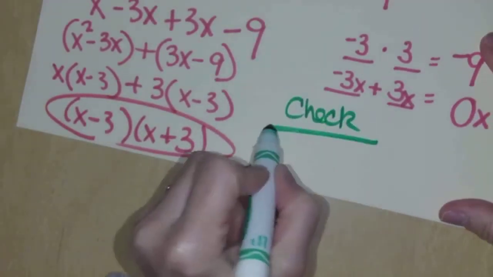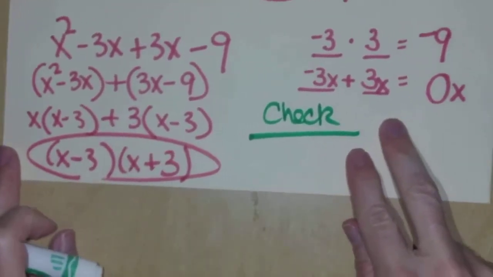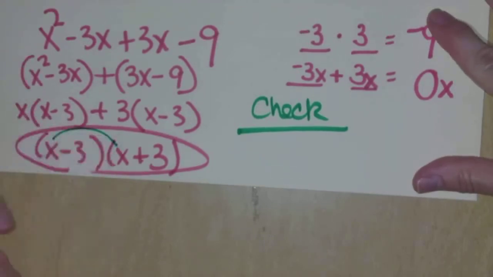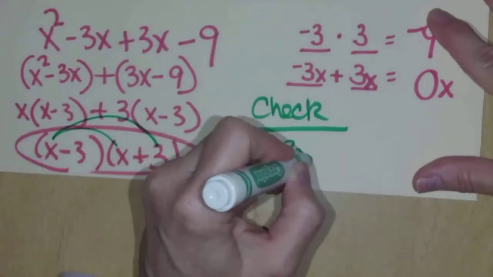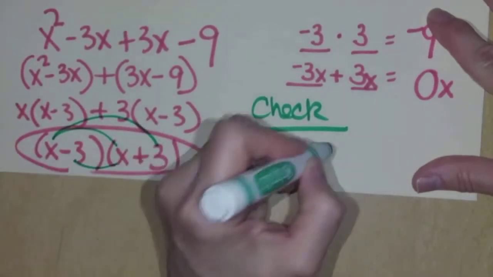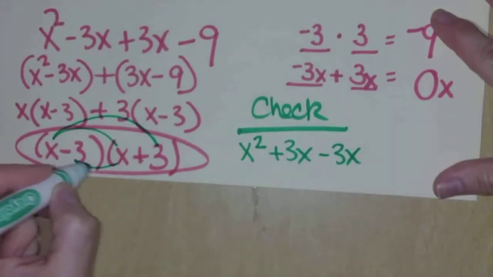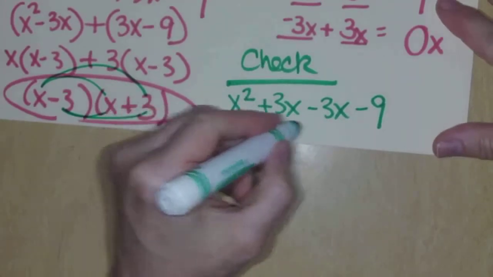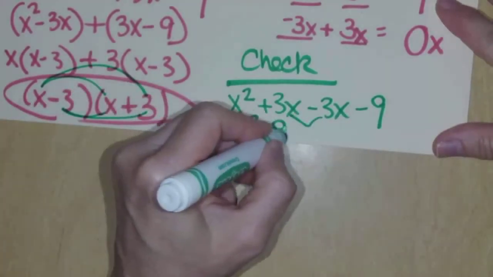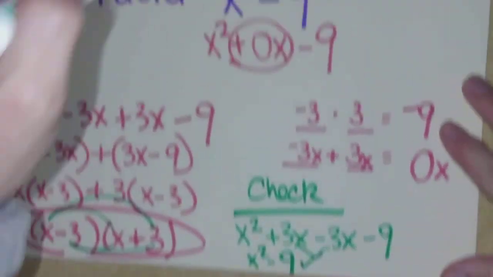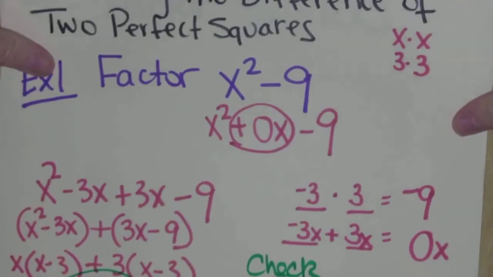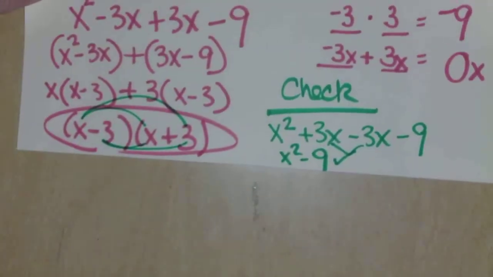Now, of course, I can always check it by multiplying back these two factors to see if I get back to my original problem. So let's do that. x times x, x squared. x times 3, positive 3x. Negative 3 times x, negative 3x. Negative 3 times 3, negative 9. These two cancel out right here, and I'm just left with x squared minus 9. That's a great check because it gets me right back to the original problem. Factoring the difference of two perfect squares, it's still just grouping.